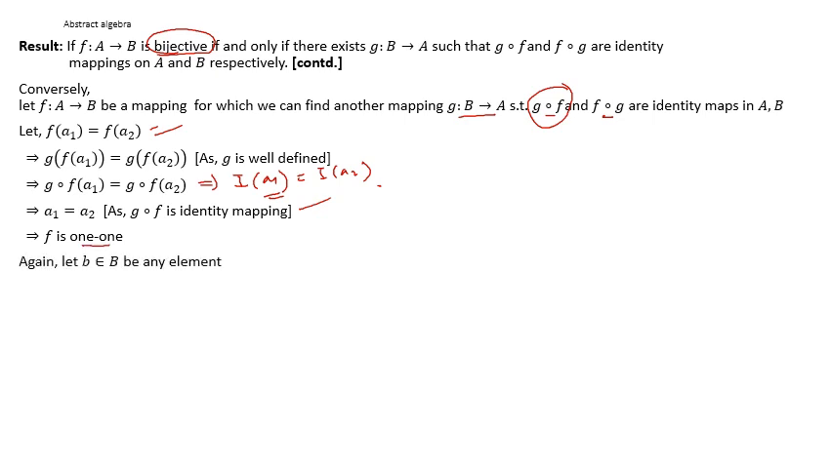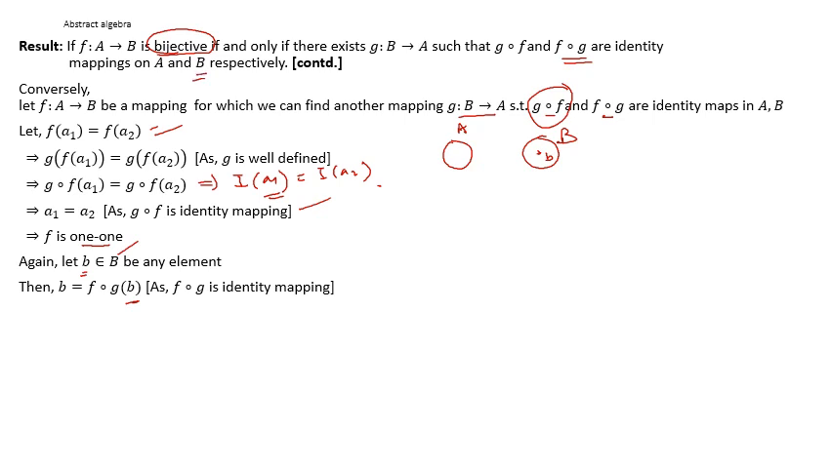Also, suppose b is an arbitrary element of capital B. Then b equal to F of G of b, because F composition G is the identity map of B. It is identity map of B. So b equal to F of G of b. That means F of G of b.